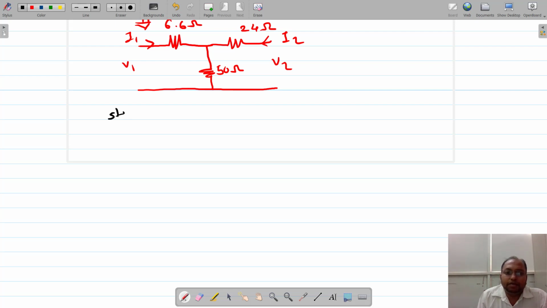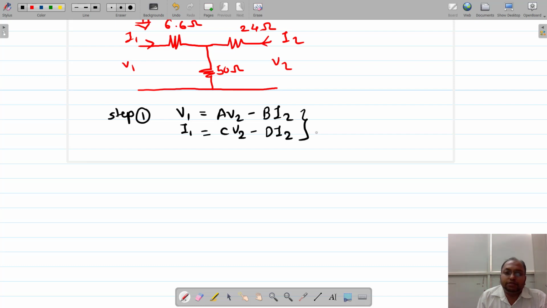So step number 1, what is our step number 1? We need to write the equations. Which are our equations? Equations are having V1 and I1 at the left hand side and ABCD multiplied with V2 and I2 at the right hand side, right? So V1 = AV2 minus BI2, similarly I1 = CV2 minus DI2. So this was our equation, right? Fine. So let us make an open circuit at the output port so that we can find out A and C, right?